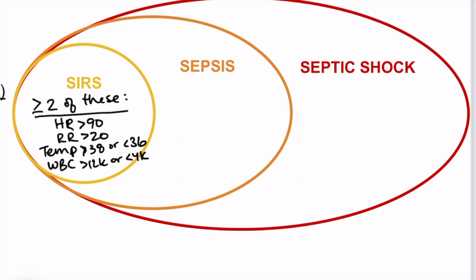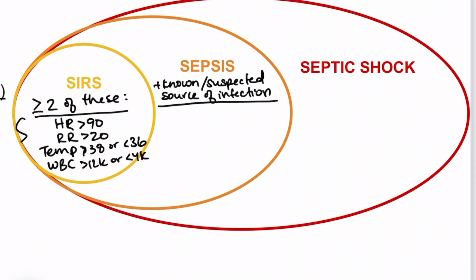Just because a patient has 2 or more of these doesn't mean they automatically have sepsis, though. They need to have a known or suspected source of infection, because some of these vital abnormalities that we've talked about here can occur due to non-infectious causes, inflammation, for example.